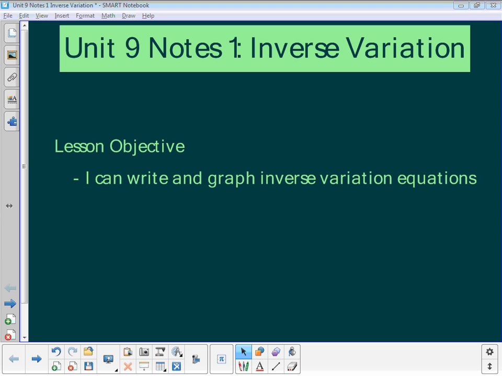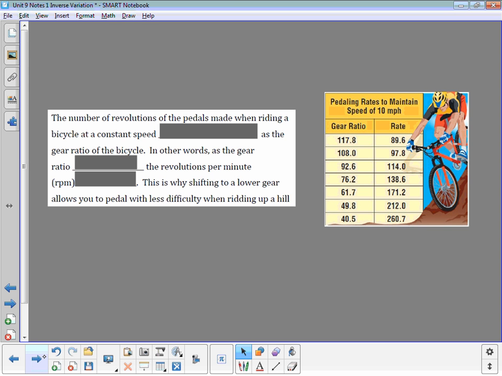Our lesson objective for today is I can write and graph inverse variation equations. If you look at the first example, it says the number of revolutions of the pedals made when riding a bicycle at a constant speed varies inversely as the gear ratio of the bicycle. In other words, as the gear ratio decreases, the revolutions per minute, or RPM, increases. This is why shifting to a lower gear allows you to pedal with less difficulty when riding up a hill. So as the gear decreases, the revolutions per minute increase. That's why it's inverse variation.